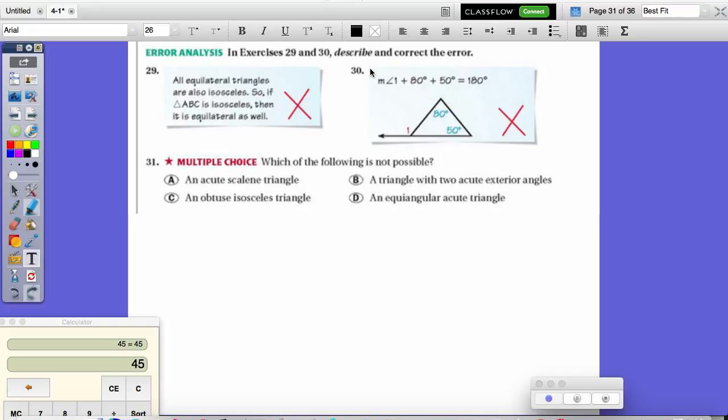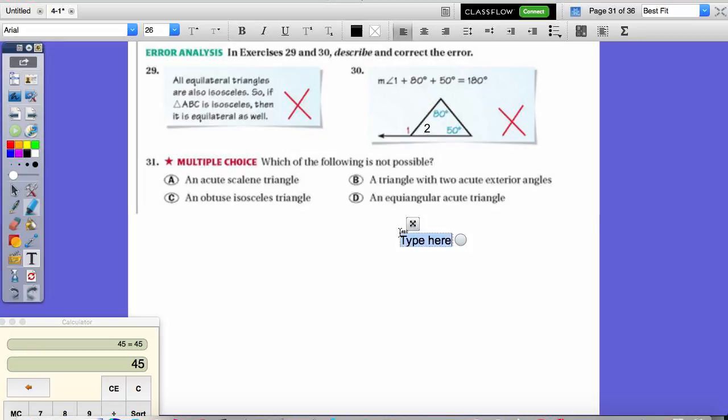So in this one, they said the measure of angle 1 plus 80 plus 50 equals 180. No, the problem is, let's say we had the measure of angle 2 here. It's the interior angle. So you could have said the measure of 2 plus 80 plus 50 equals 180. Or you could have said that the measure of angle 1 is equal to 80 plus 50. So on number 30, they kind of mismatched the theorems they were using.